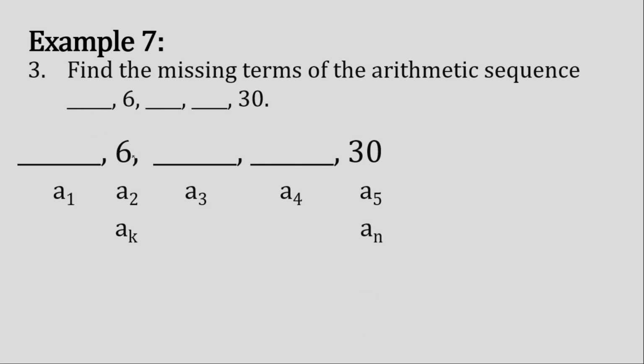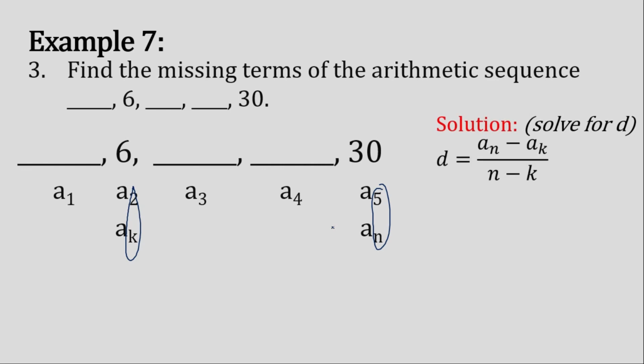So we have the value of our k is 2 and the value of our n is 5. So all we need to do is to solve for d again, and let's substitute the values of a sub n, a sub k, n, and k to the formula. So our a sub n is 30, our a sub k is 6, then our common difference is all over n, which is 5, minus 2. So we have 24 over 3. 24 over 3 is 8. So we have now a common difference of 8.